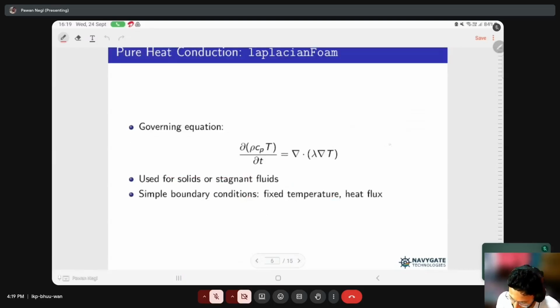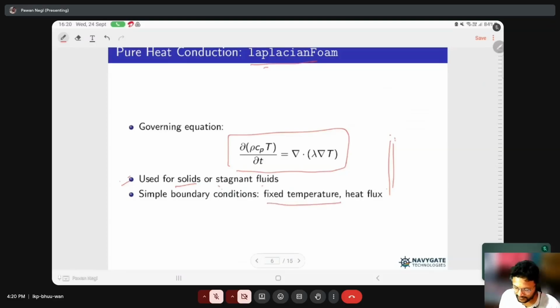This particular solver we already discussed in our previous lecture, where you can just solve the diffusion of any scalar variable using laplacianFoam, and this can be used for solids and stagnant fluids as well. The boundary conditions are simple. You can have fixed temperature or heat flux. We use both. We had fixed temperature at the cylinder and at the outlet, and all other walls we kept at 0 heat flux.